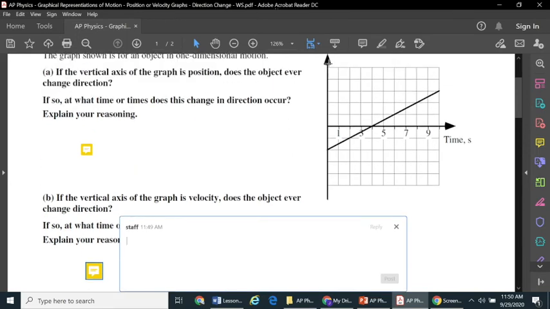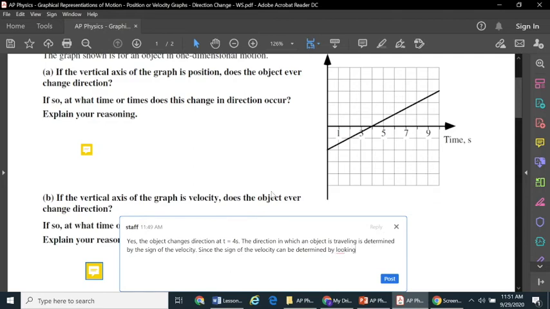And so if this is a velocity versus time graph, the velocity starts out negative down here and then ends up positive over here. And it changes direction there. So yes, the object changes direction at time t equals 4 seconds. The direction in which an object is traveling is determined by the sign of the velocity. Since the sign of the velocity can be determined by looking at the y-axis, we can see the velocity changes from being negative to being positive at t equals 4 seconds.